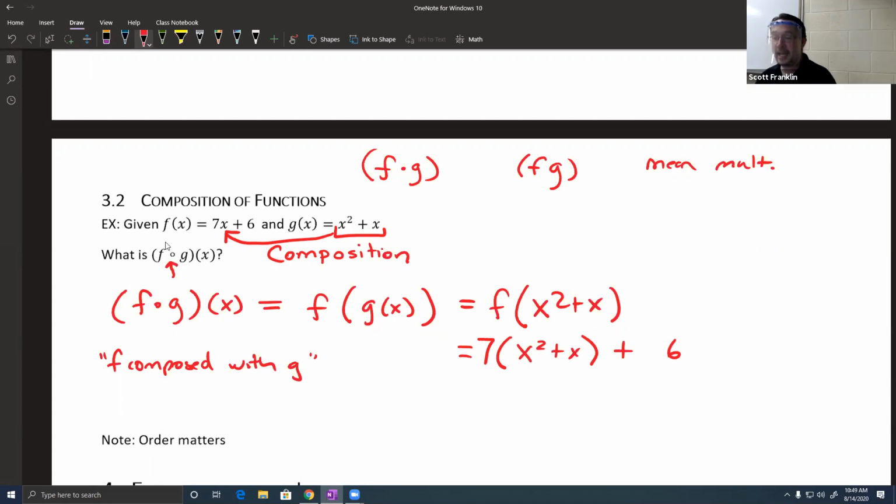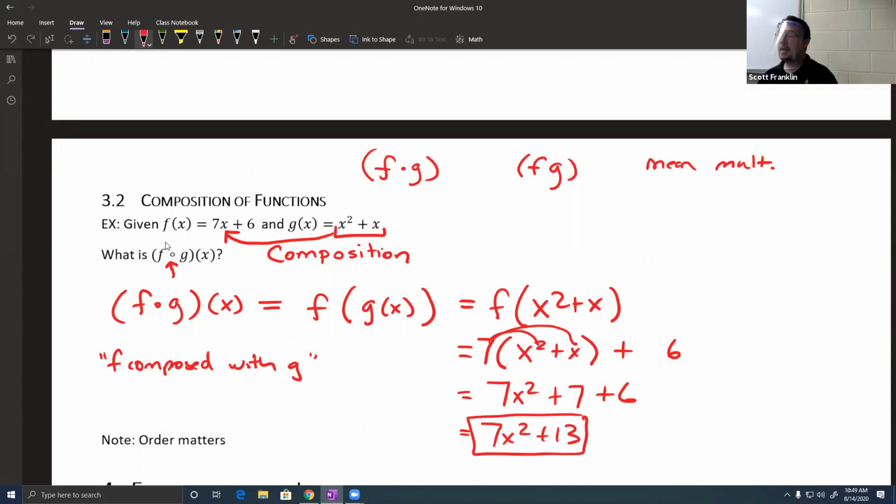You see how all I did was I changed the x to parentheses and then stuck inside what I was going to plug in. Before I plugged in a number, now I'm going to plug in a formula, and now I've just got some simplifying to do. 7x squared, multiply that out, plus 7 plus 6. So my new formula is 7x squared plus 13. Okay, that's f composed with g.